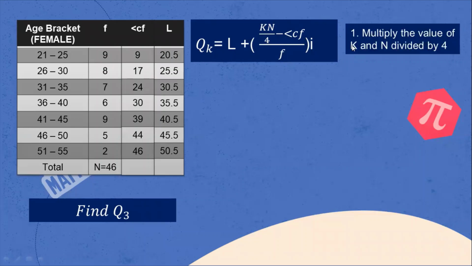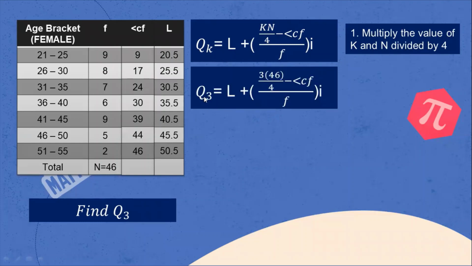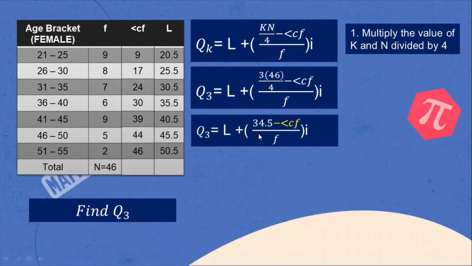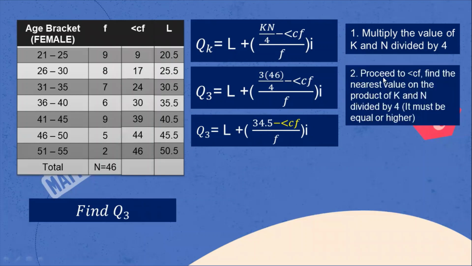First step, multiply the value of k and n divided by 4. The value for k is 3 because we are looking for quartile 3. The value for n is 46. We have 46 divided by 4. 3 multiplied by 46 divided by 4 is 34.5. That's the first step.